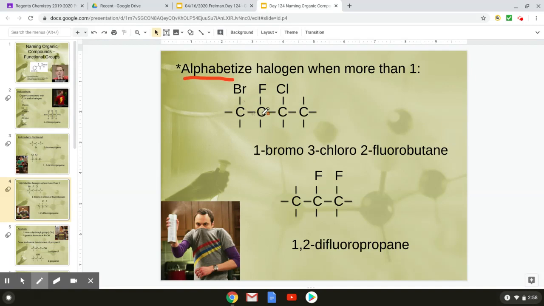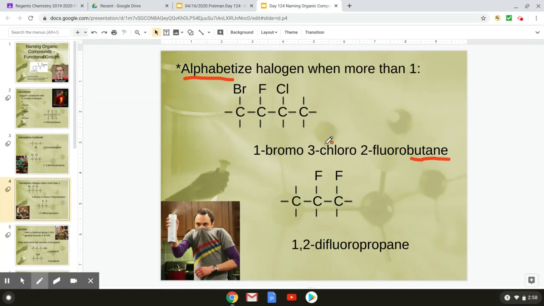So in this molecule here, we have a bromine, a bromo, a fluorine, a fluoro, a chlorine, a chloro on a 1, 2, 3, 4 carbon chain. So a 4 carbon chain is but-, butane. But is the prefix, ane is the suffix because it's an alkane, single bonds. Now, where do we put? Is it a bromobutane, fluorobutane, chlorobutane?